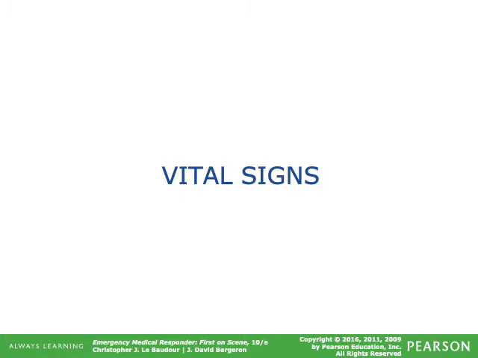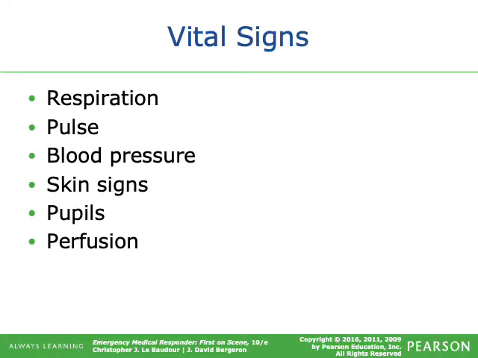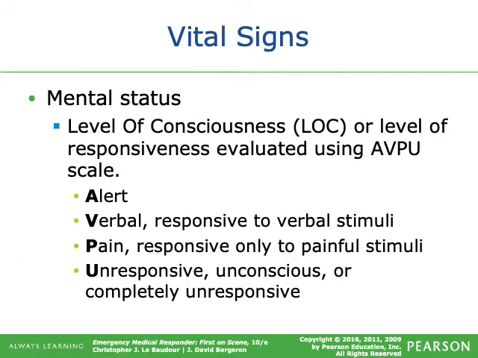All right, basic vital signs. Vital signs include respirations, pulse, blood pressure, skin signs, pupils, and perfusion. All right, mental status. The level of consciousness, or LOC, you'll often see it abbreviated. It's also referred to as a level of responsiveness. You evaluate it using an AVPU scale.